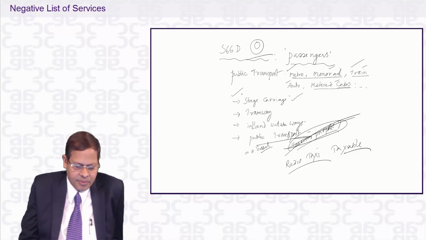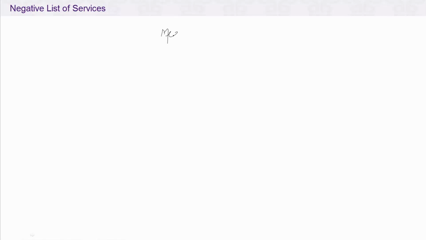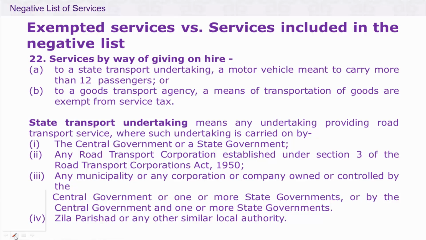What about mega exemption? See, is there any mega exemption category relating to carriage of passengers? Say entry number 22 and entry number 23. Let us see through PPT presentation. Let's go for PPT presentation. Entry number 22.